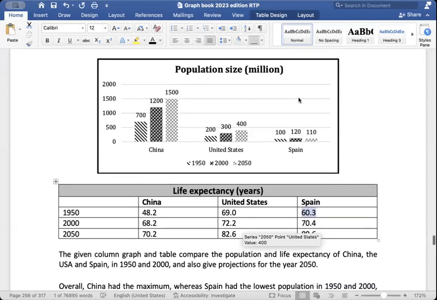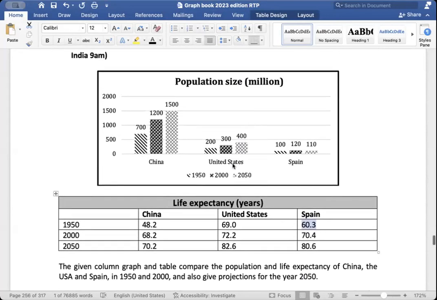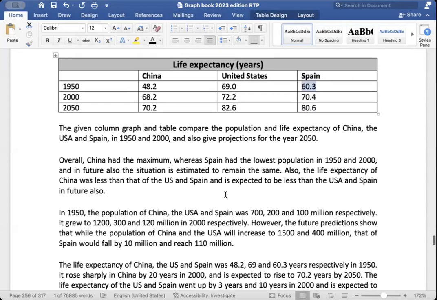Both statements, both graphs, you just put in the overview. So it becomes even simpler. Make one sentence from this and make one sentence from this graph. Is it clear?